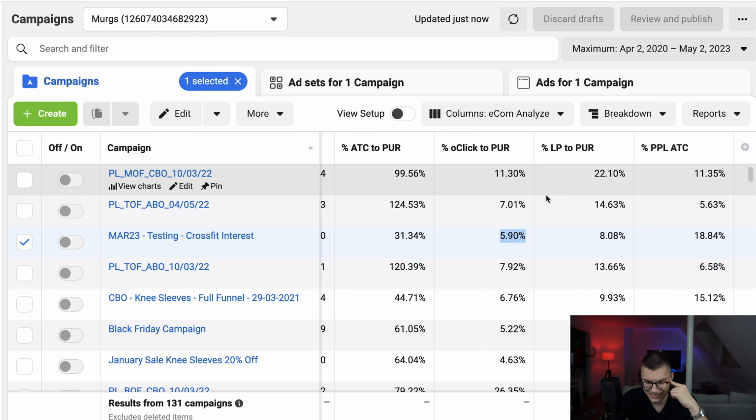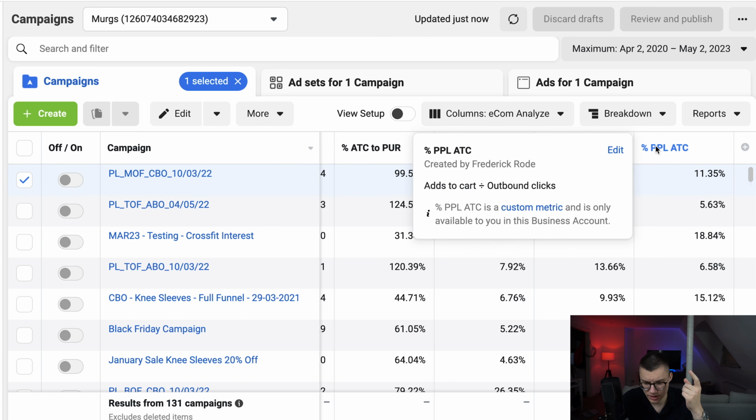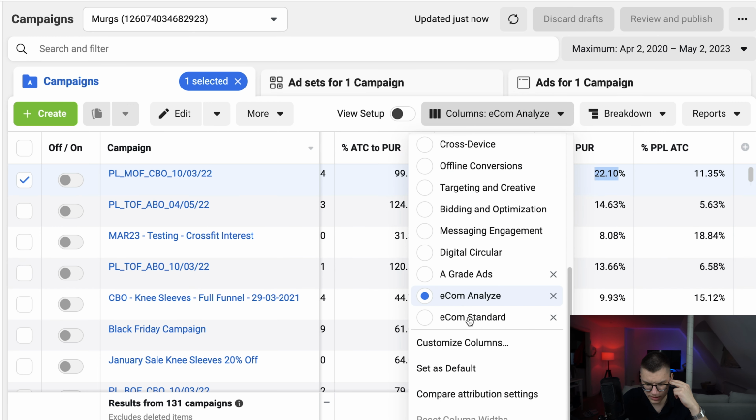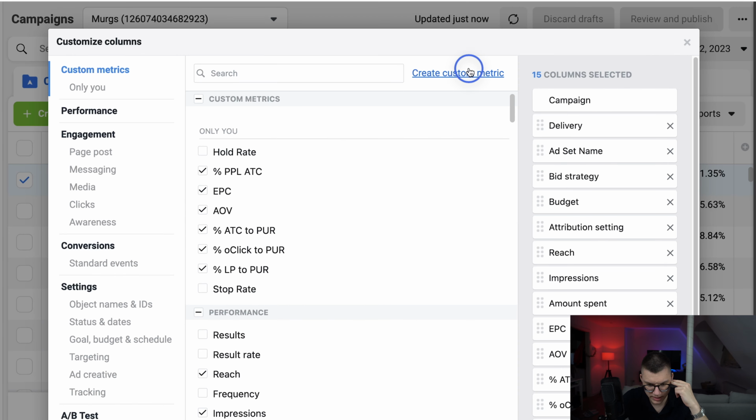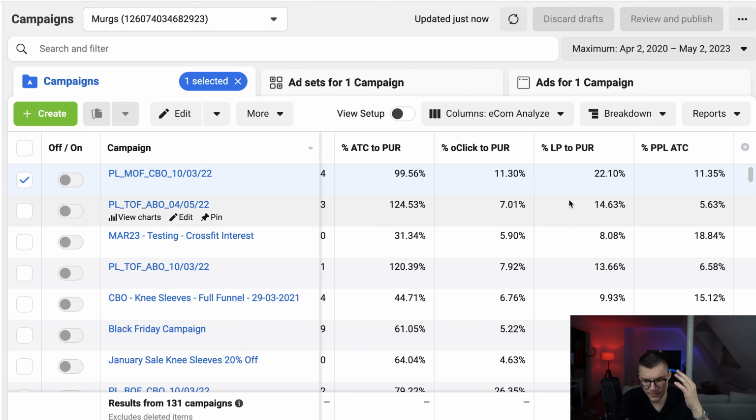In this instance, it's 22%, which is a very good rate. Then how many people added to cart? How many added to carts are there? Divided by outbound clicks. You can simply recreate those metrics by customize columns, create custom metric, and then simply copy what I'm saying. Right. And yeah, this is eCom analyze.